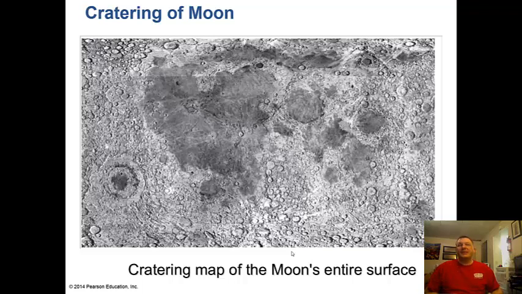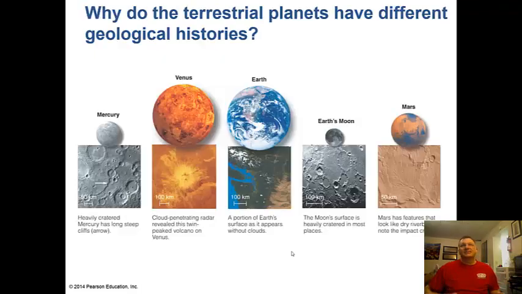So here's a map of the entire moon surface, and you can see the dark areas are lava plains, flat areas where lava has seeped through cracks in the moon surface to form lava flat plains, and then we have the craters in the highland regions.